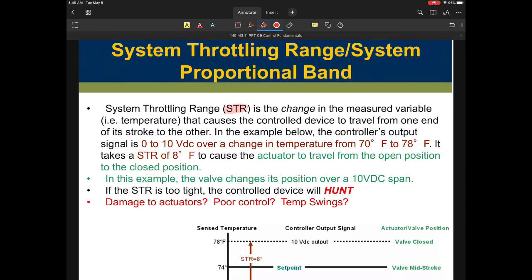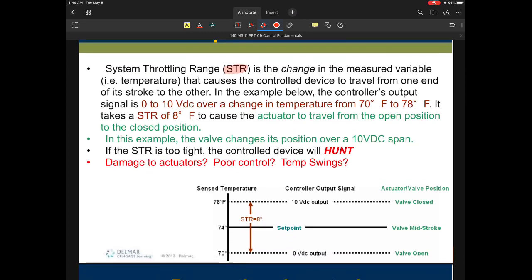The next one that we'll look at is something called system throttling range, and also system proportional band. So let's take a look at this. The system throttling range, STR, as I'm abbreviating it, is a change in the variable, whatever it is I'm measuring, could be temp, that causes the control device to travel from one end of its stroke all the way to the other.